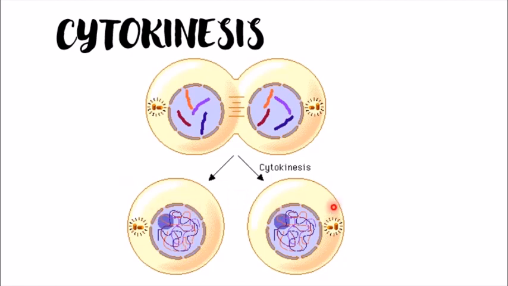Now if these also have to divide, this particular cell will again go into prophase, metaphase, anaphase, telophase and cytokinesis. These two cells are separate cells. It will divide separately.